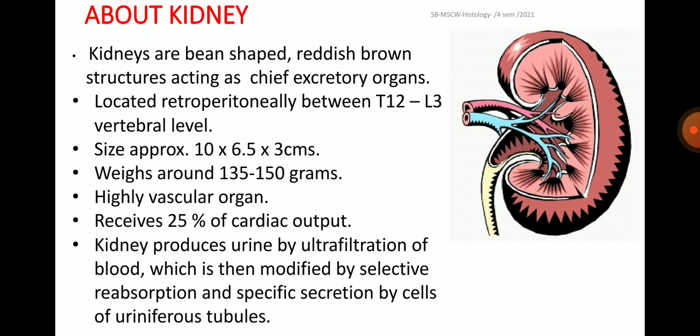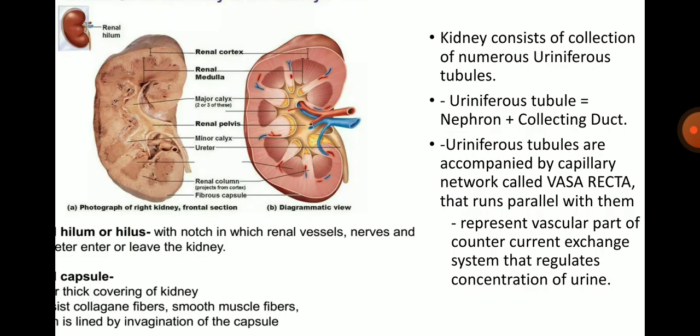And the kidney produces urine by ultrafiltration of blood, which is then modified by selective reabsorption and the specific secretion by cells of uriniferous tubules, which are the 3 different steps during the urine formation. The medial surface of the kidney is concave and has a vertical cleft called the renal hilus that leads into a space within the kidney called the renal sinus. Several structures including the ureter, the renal blood vessels, lymphatics and nerves enter or exit the kidney at the hilus and occupy the sinus.